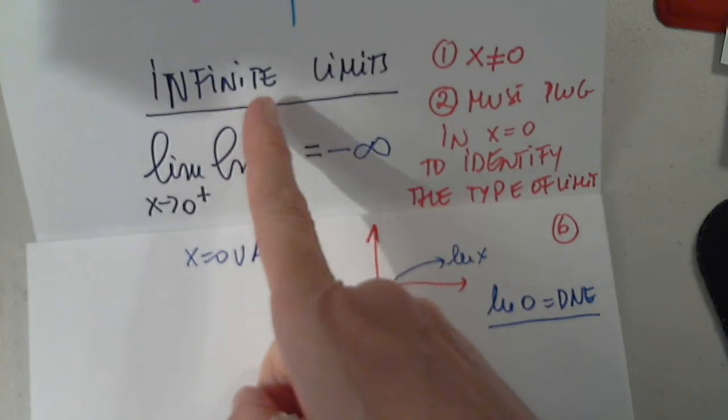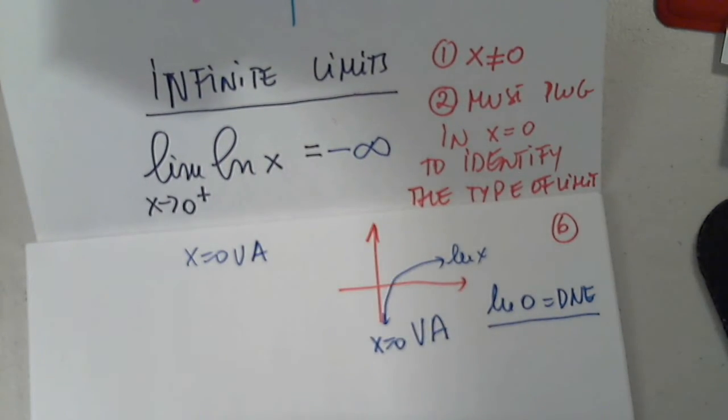So why is this called an infinite limit? Because the answer is either positive infinity or negative infinity. So it's called an infinite limit.